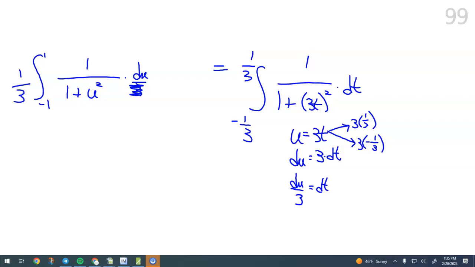Finally, I'm at the place where I can integrate. So what's the integral of 1 over 1 plus u squared? Tan inverse of u. One third on the outside, negative 1 to 1. And I'm not worried about the plug-in. I won't put that problem out here.